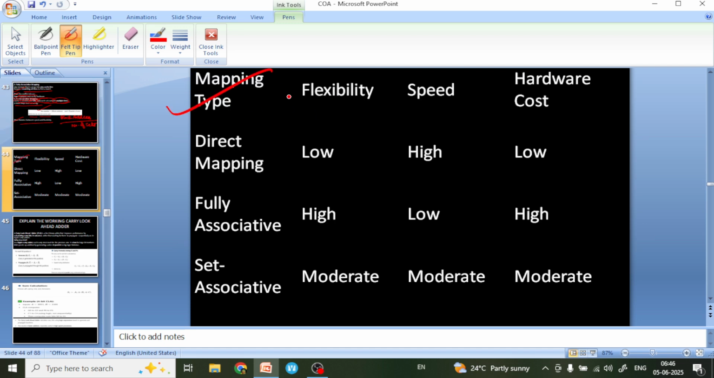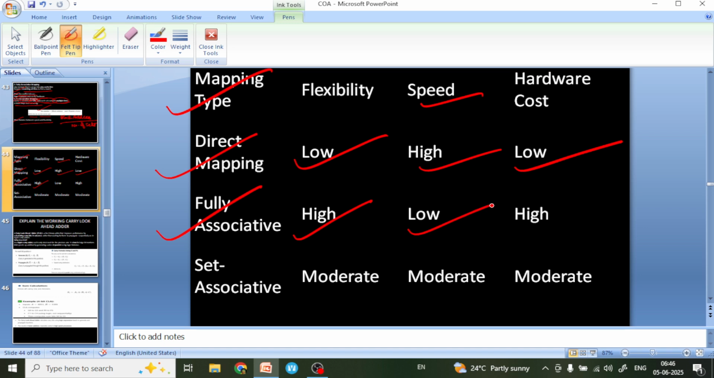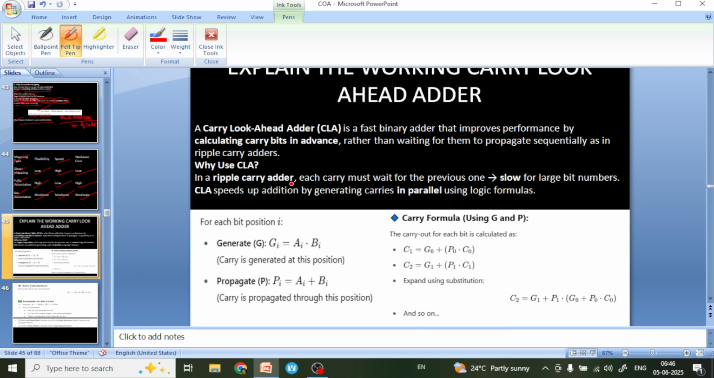Comparing the mapping types: direct mapping has low flexibility, high speed, and low hardware cost. Fully associative has high flexibility, low speed, and high hardware cost. Set associative has moderate flexibility, moderate speed, and moderate hardware cost.